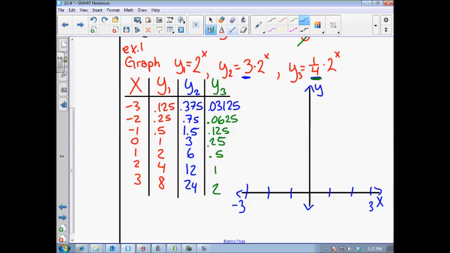Now look at the y's. We know none of them are negative. So how high do we need to go? Yep, all the way up to 24. So I like to make my 5s larger. So 5, 10, 15, 20, 25. Try to evenly space them.